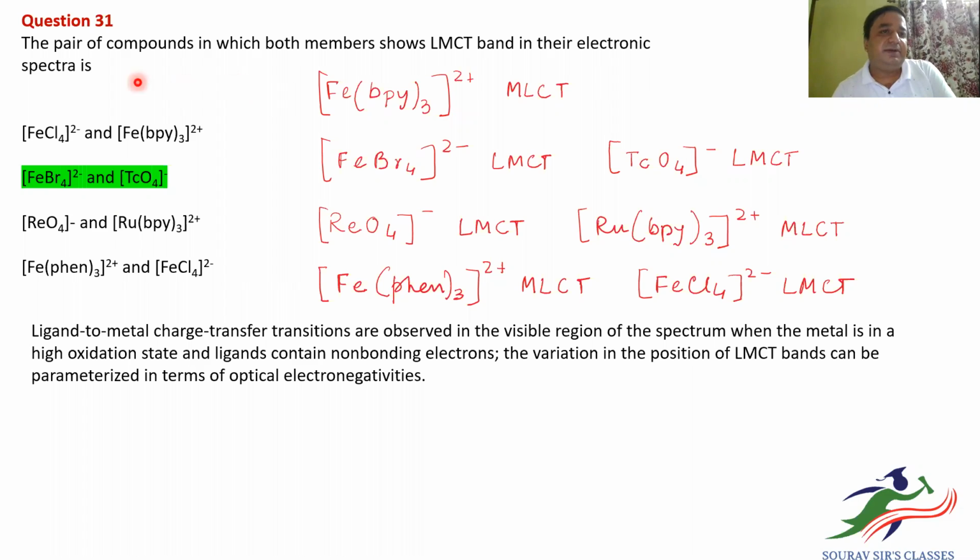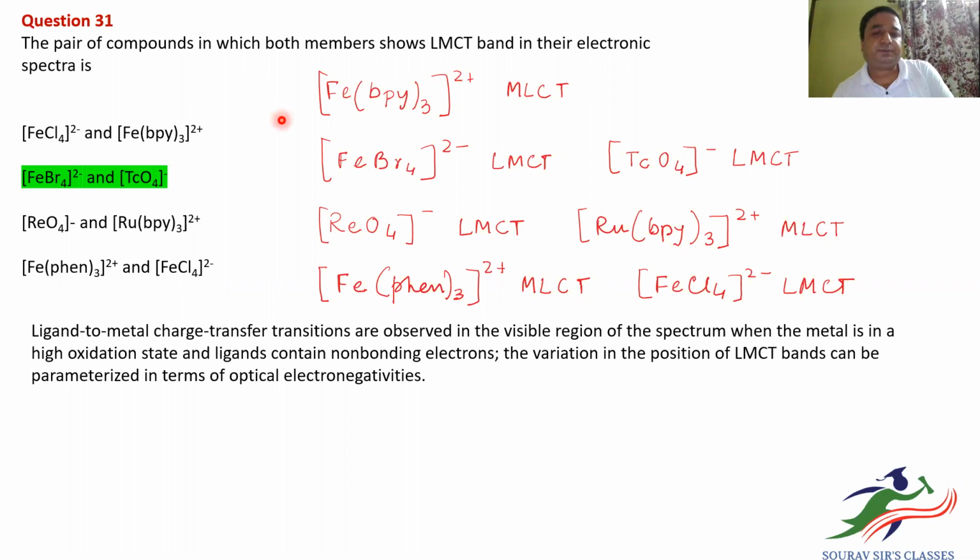And the question here again is: the pair of compounds in which both members show an LMCT band in their electronic spectra. LMCT means ligand to metal charge transfer. Okay, the condition for ligand to metal charge transfer is what? That the metal should be in a higher oxidation state, or it can happen in a tetrahedral complex, where there is p-d mixing.